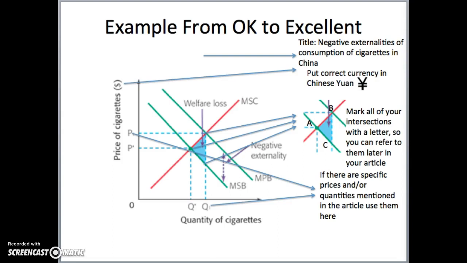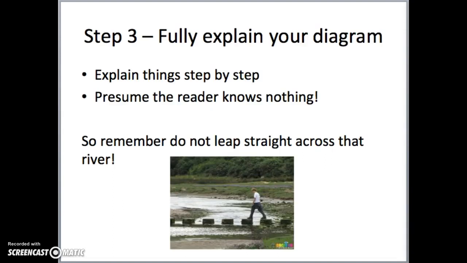Now we've drawn the diagrams, we need to make sure that we've explained them correctly. So step 3 is fully explaining your diagrams. So explain things step by step. Like we've explained in class, don't go right from one side of the river to the next. Explain things step by step.